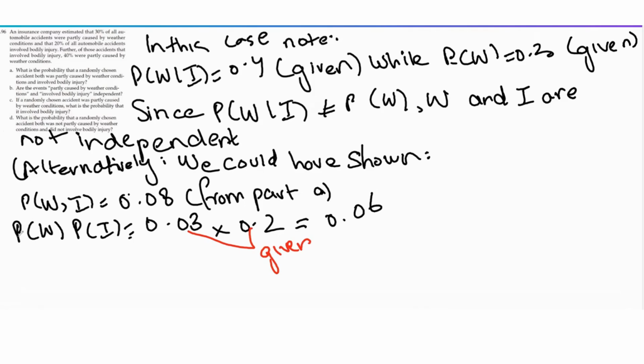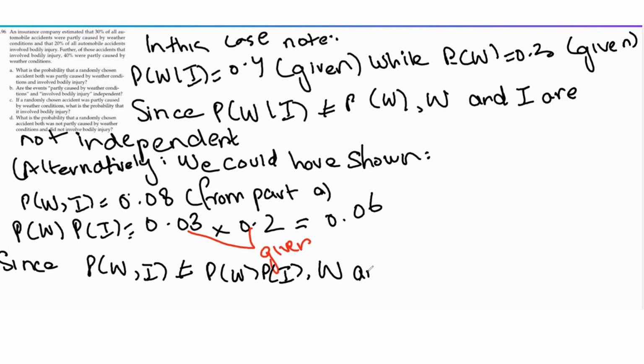It's 0.06. Since the probability of W and I, remember this comma means "and" or intersection, is not equal to the product, meaning you can't write this probability as a product of the individual probabilities, W and I are not independent. So you could have shown this also. You could have shown the third one also, but in that case, you would have had to find the conditional probability of I given W, which we don't have already. So you can just use the information given to you, right?